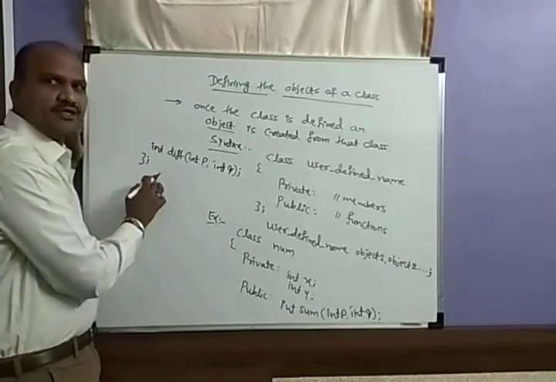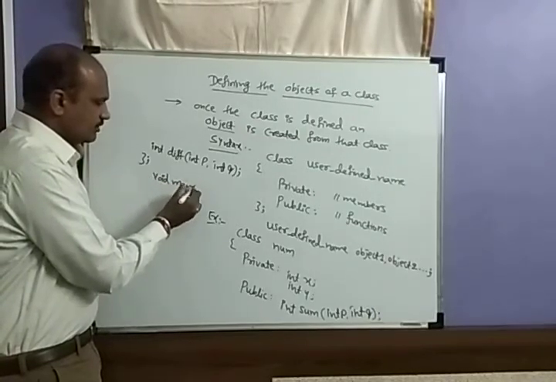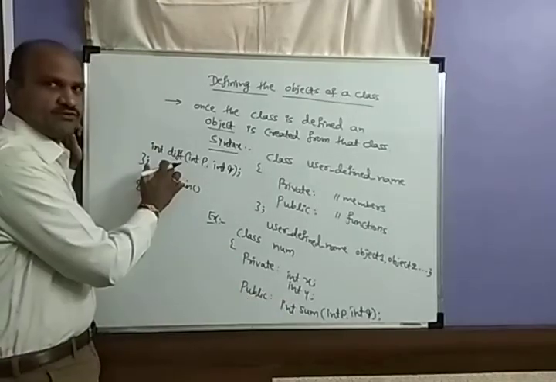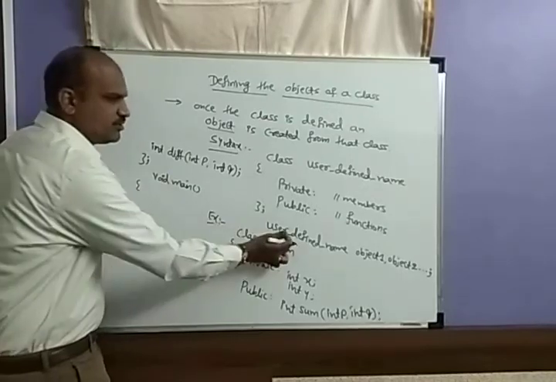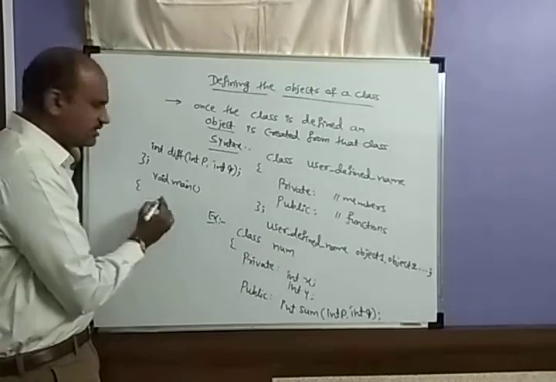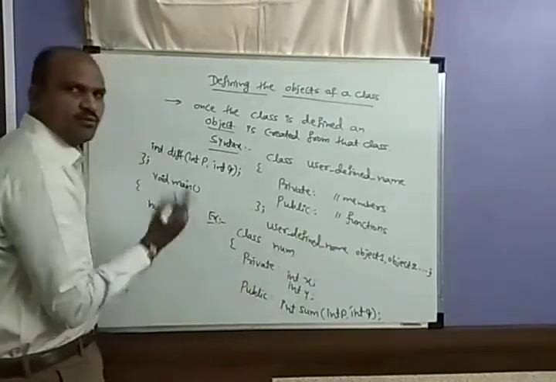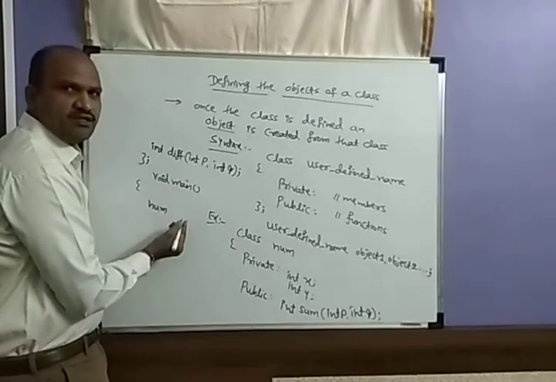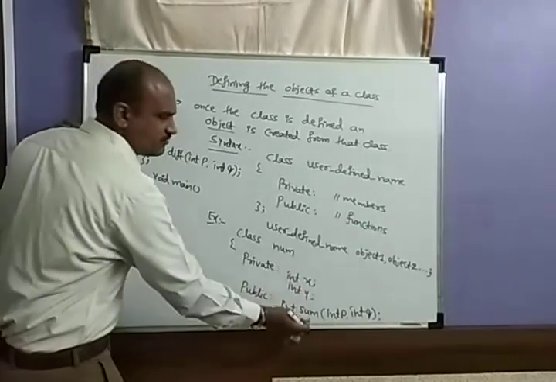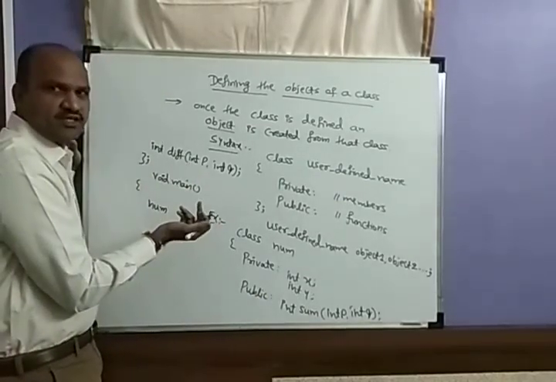Here the class is Num. Then in the main function, void main, we are calling these two functions, sum and difference. For that we create an object. The user defined name means the class name. What is the class name here? Num. Num is the class name, so we have to create the object. You can create only one object or two objects: for this function one object, for the other function another object.